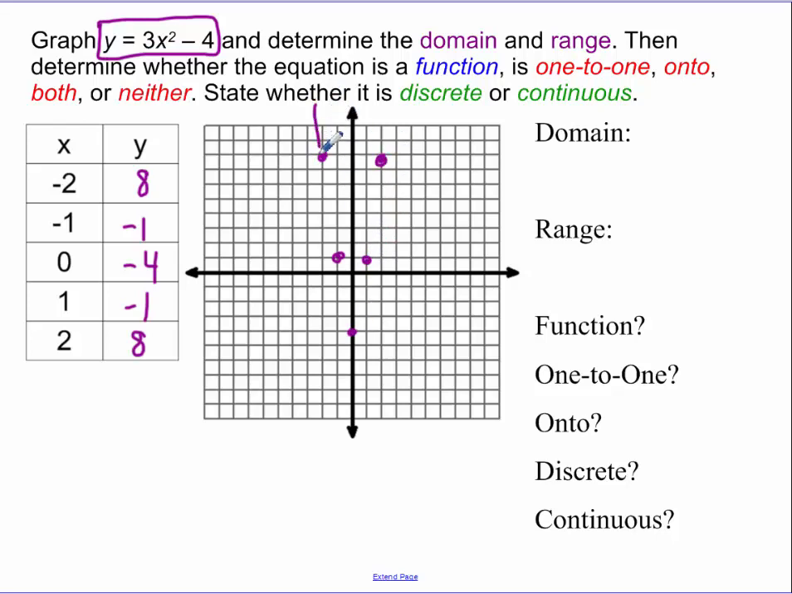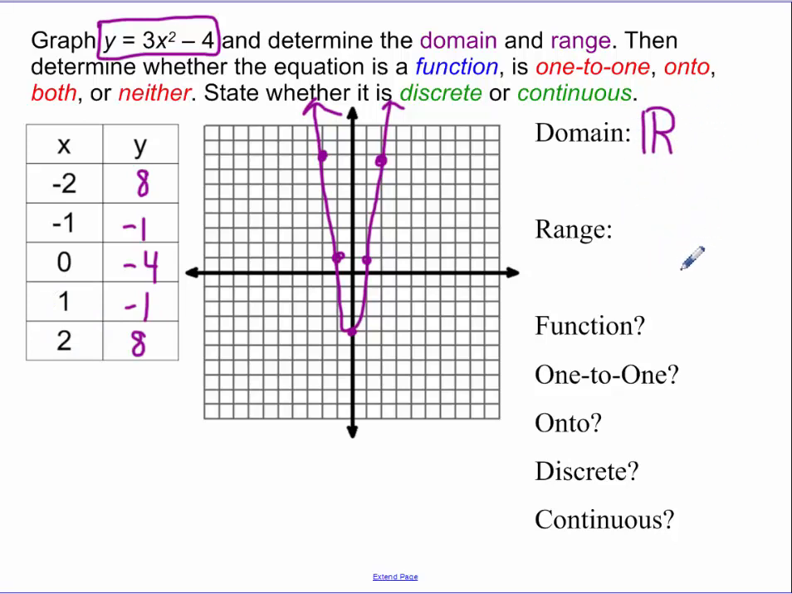Okay, so this is what that graph should look like. Domain. Were there any restrictions on the x's I can plug in? Could I plug in negatives? Yes. Could I plug in 0? Yes. Could I plug in positive numbers? Yes. So that's all real numbers. And that's where we're going to be using those sets that we talked about in chapter 1.